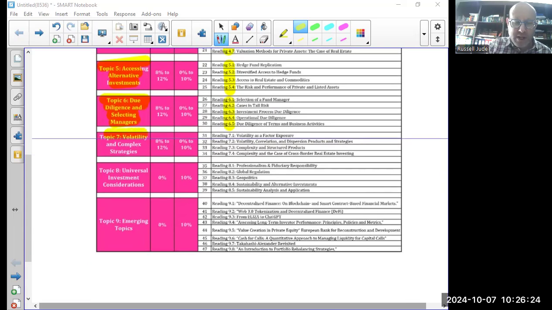Topic 7 is a bit of an interesting one, volatility and complex strategies. What they've done here is one in and one out. What I mean by one in: complexity and structured products, a lot of that reading now has come to us from CAIA Level 1. If you're coming up from CAIA Level 1 to CAIA Level 2, you'll say, hold on a second, I've seen all of this before. You have, mostly from CAIA Level 1.